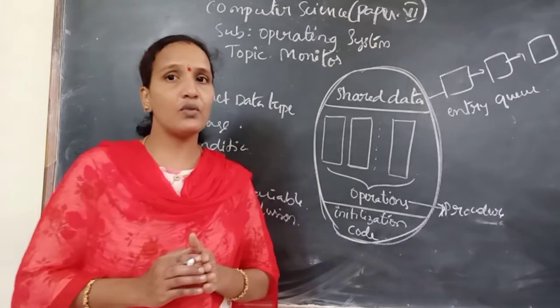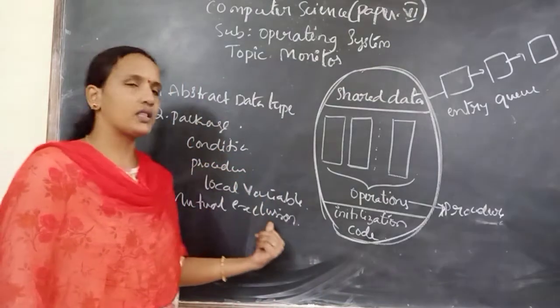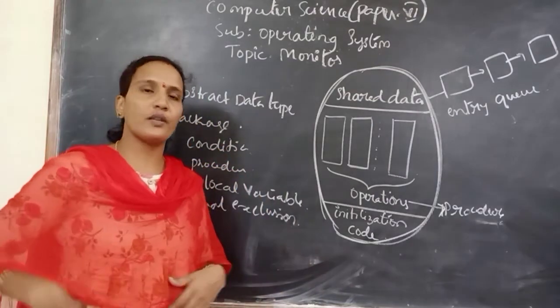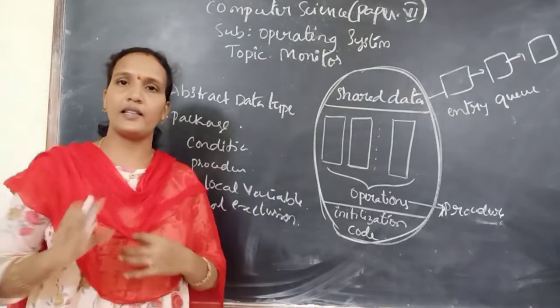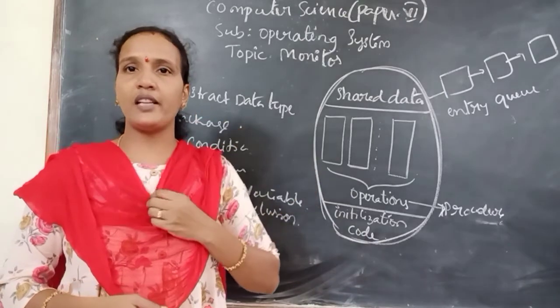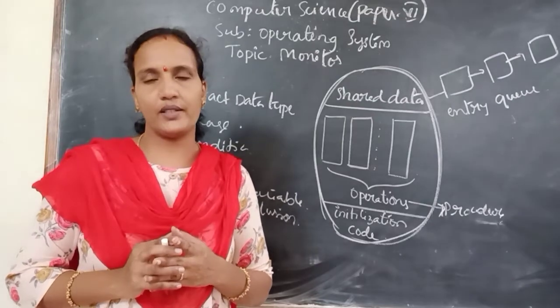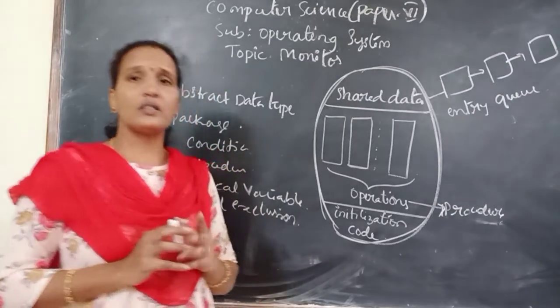And what is the main advantage of the monitor? It is used to solve mutual exclusion. What is mutual exclusion? Mutual exclusion means if one process is running inside a block, another process cannot enter the block. At a time only one process can run, and the remaining processes need to wait. Now this is about the monitor.